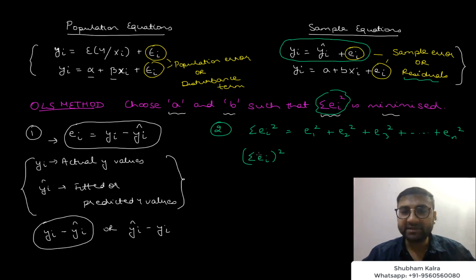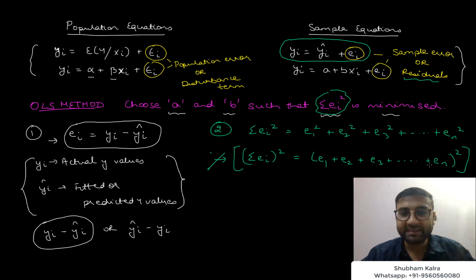On the other hand, if I talk about summation of EI whole square, then over here we are first summing the residuals and then we are taking the square of that sum. So basically this expression is E1 plus E2 plus E3, and we sum all the way to EN and then we square the sum. This is the meaning of this expression. When we are working with the method of OLS, we do not work with summation of EI whole square.